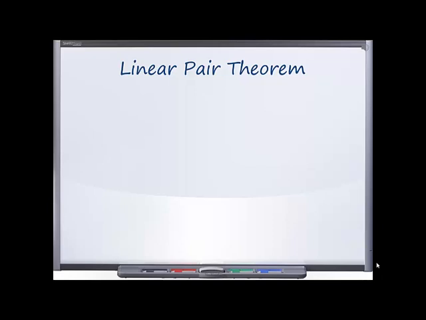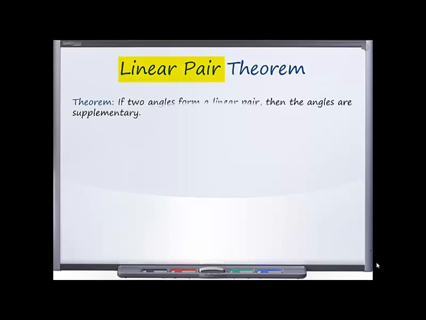All right, so two last theorems we're going to look at don't deal directly with complements and supplements, but in the proofs of these theorems, we would actually use the theorems about congruent supplements or complements to prove them. So recall that a linear pair is a pair of angles that lie along a straight line. This theorem states that if two angles form a linear pair, then the angles are supplementary.